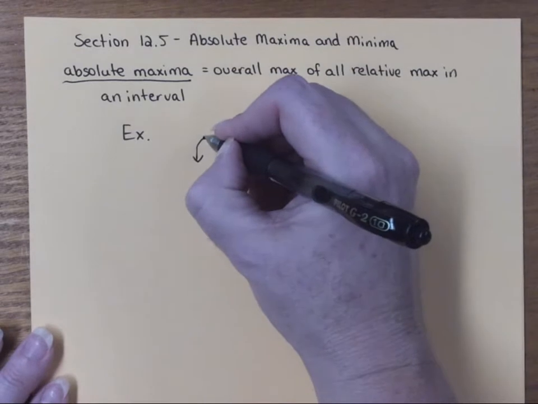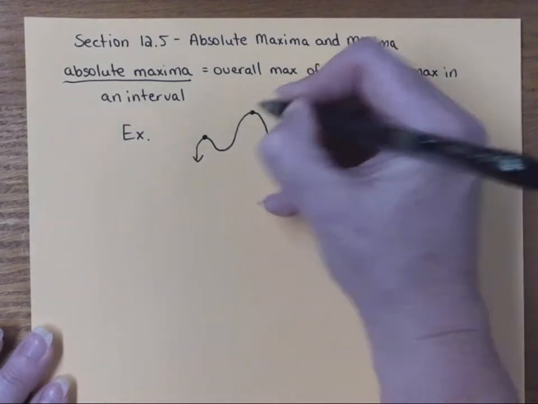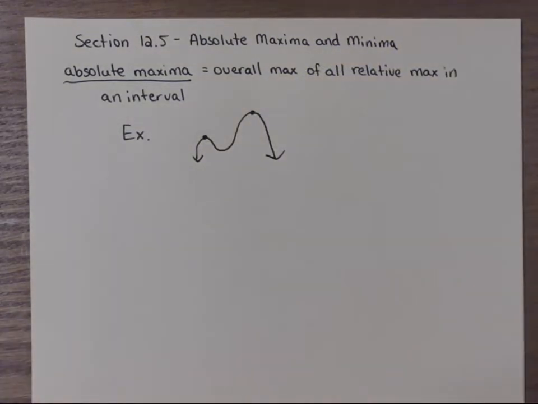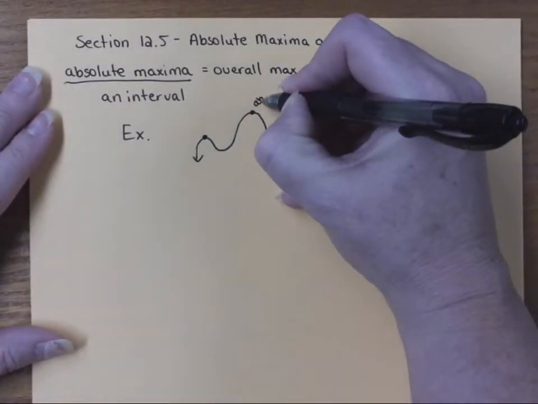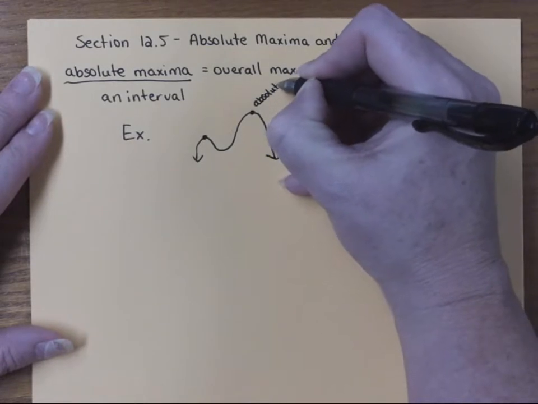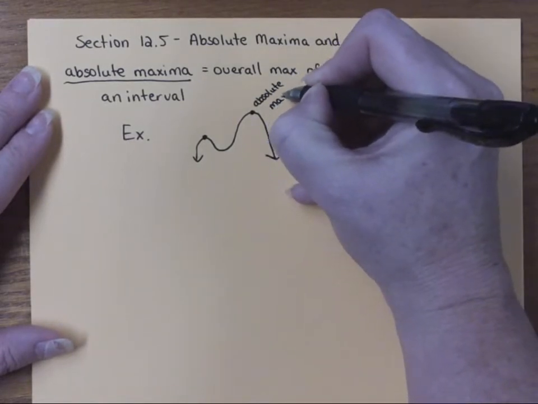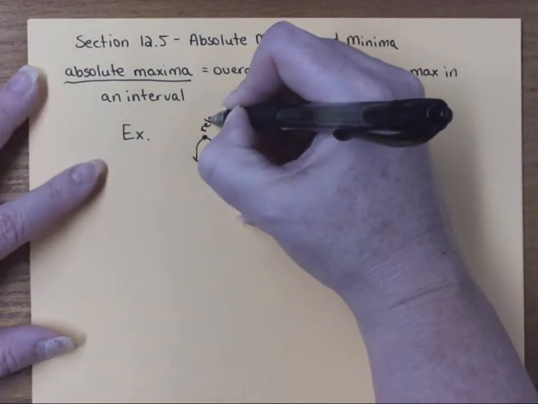both of these would be relative maxima because they're relatively the highest point in their area, but only this one is the absolute max. So this would be an absolute max. This would still be a relative max.